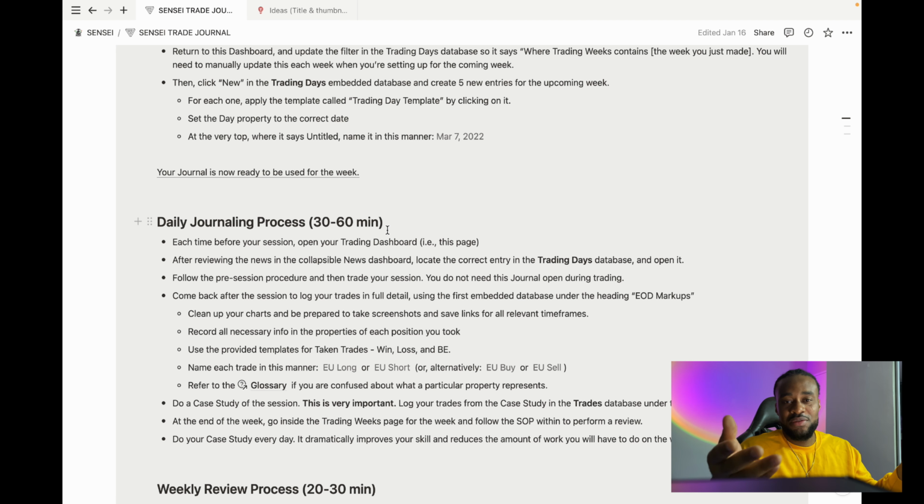I journal like 3 or 4 trades in less than 15 minutes. For me, it's a breeze, but when I started using this journal, it took me like 30 to 60 minutes, for real, to get things done.